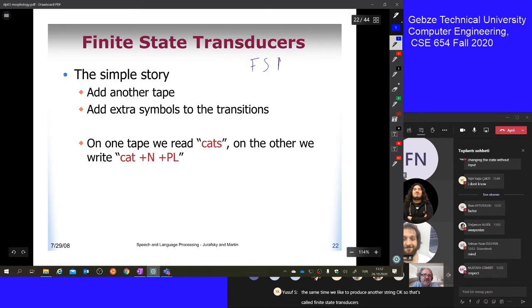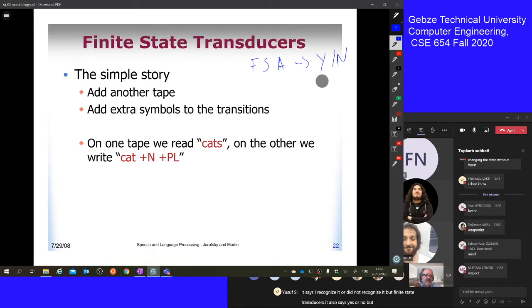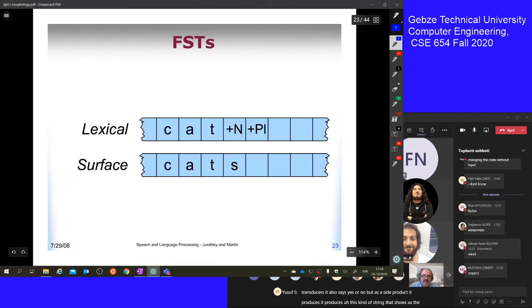Finite state automata says yes or no. It says I recognize it or did not recognize it. But finite state transducer also says yes or no, but as a side product, it produces this kind of string that shows us the parsing. Okay, that's a new mechanism.